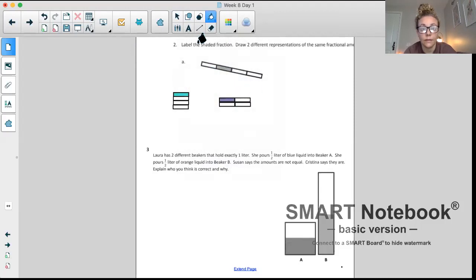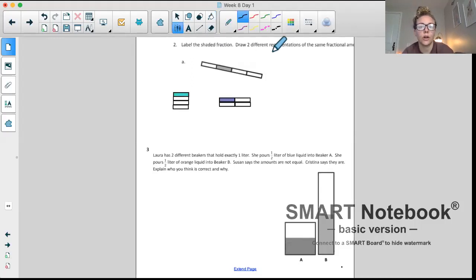Okay, and the first part of the directions I forgot to do. It said to label, so make sure you label this fraction as 1/4. Okay.